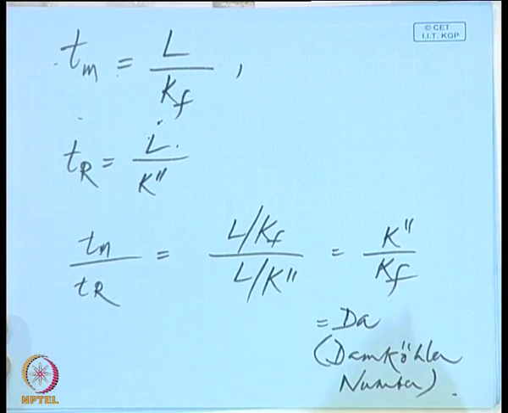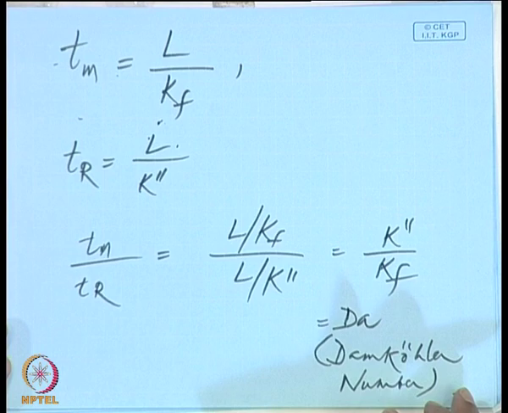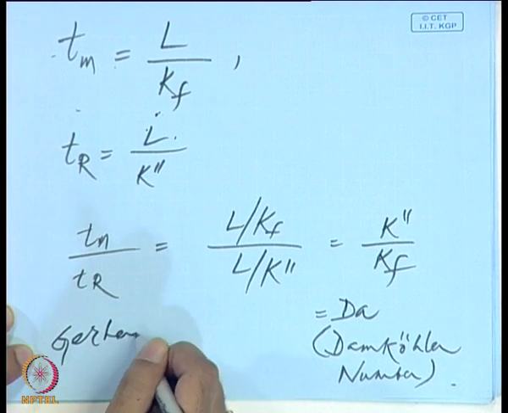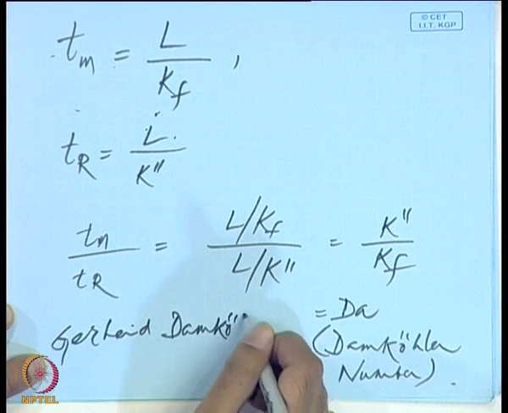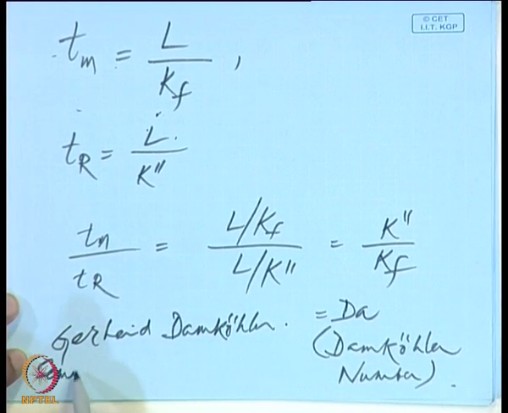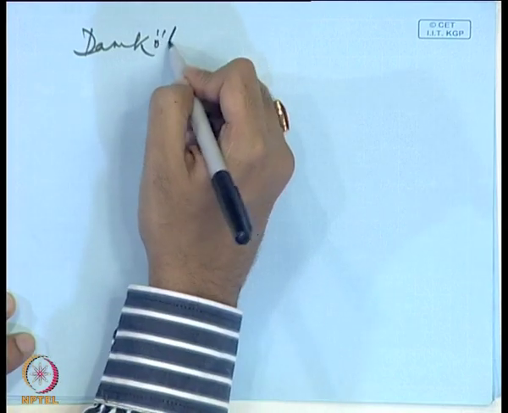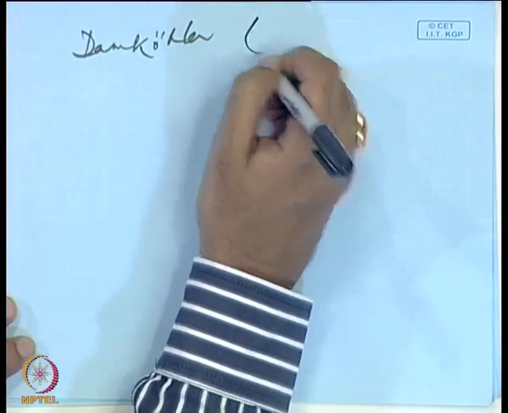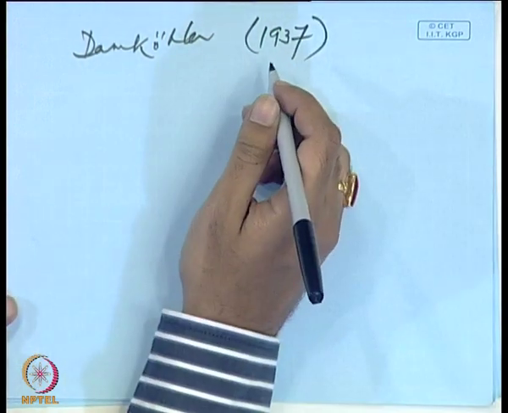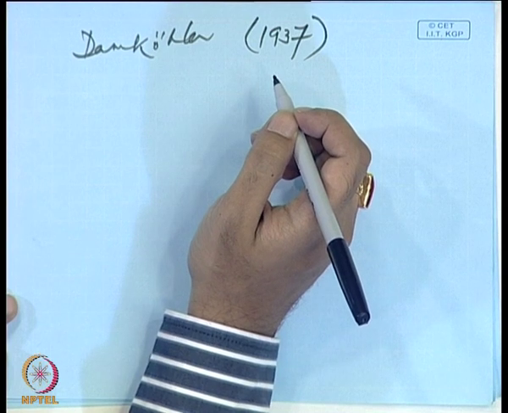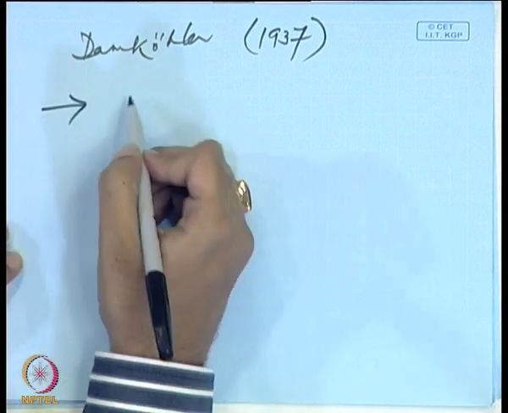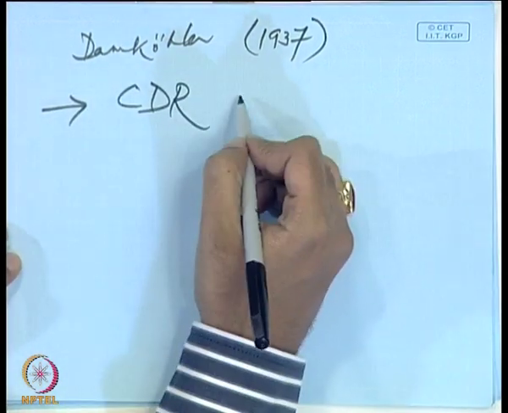Damkohler, named after Damkohler, who is a very famous German scientist, probably the most famous chemical reaction engineer ever. His name, if I remember it right, is Gerhard Damkohler, and his seminal paper is from 1937. Okay. His major contributions are in this paper. This is probably the most famous paper ever written in chemical reaction engineering. Unfortunately, it was in German at that point of time, and it took many years for that paper to be translated. His most important contribution is the CDR equation.